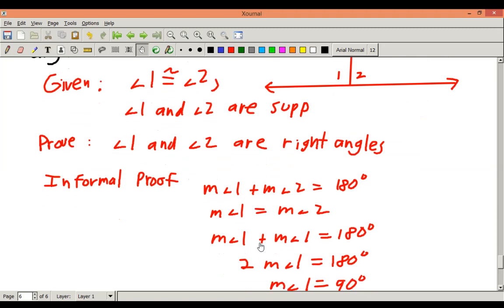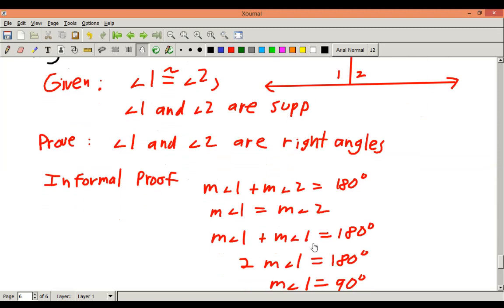Now this looks weird here. The measure of angle 1 plus the measure of angle 1 is equal to 180. So remember, back up in this statement right here, those two angle measures are equal. So we can put in one for the other. So we can put in angle 1 right here, in that top equation. So that'll give us a measure of angle 1 plus a measure of angle 1 is equal to 180 because we made a substitution. So that's the reason, substitution.